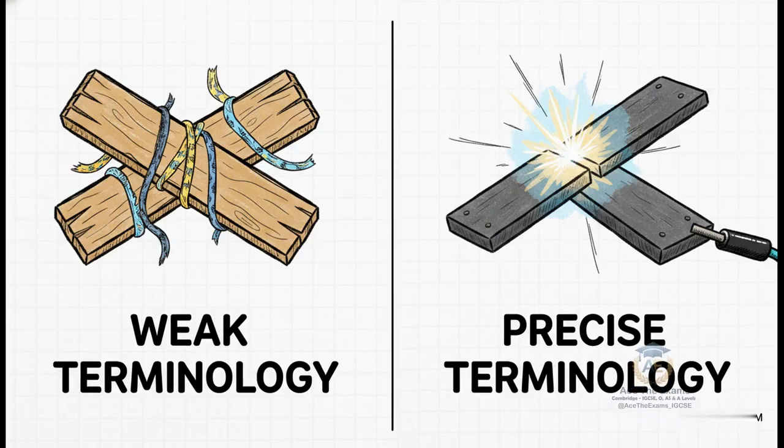Do not assume the examiner knows what you mean if you use a vague description. Saying the graph moves up is mathematically incredibly weak. Saying the graph undergoes a translation of positive vector (0, a) is precise, accurate, and structurally sound. Precise terminology is exactly the rebar that holds your mathematical concrete together.